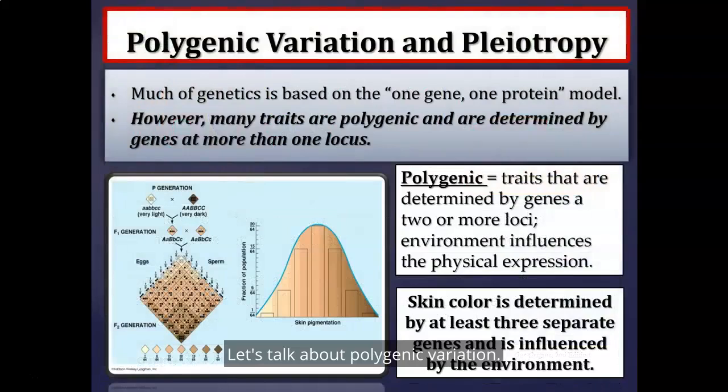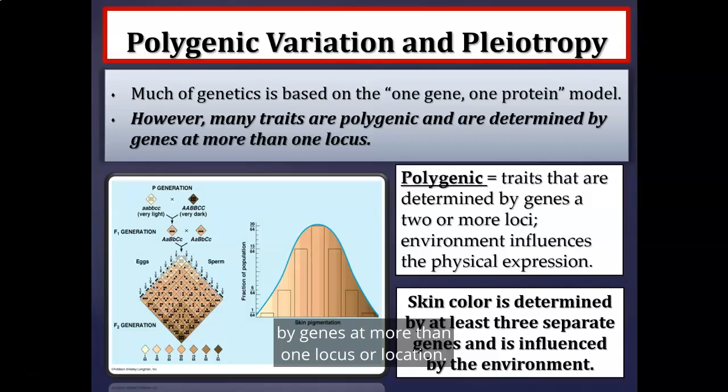All right, let's talk about polygenic variation. Most of genetics is based on this one gene, one protein model. We call these basic Mendelian traits. However, especially with humans, many traits are polygenic and determined by genes at more than one locus, or location.